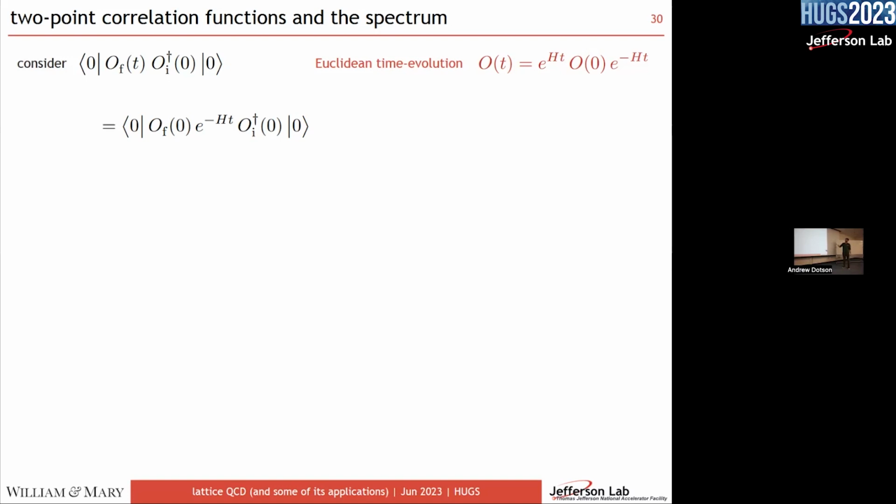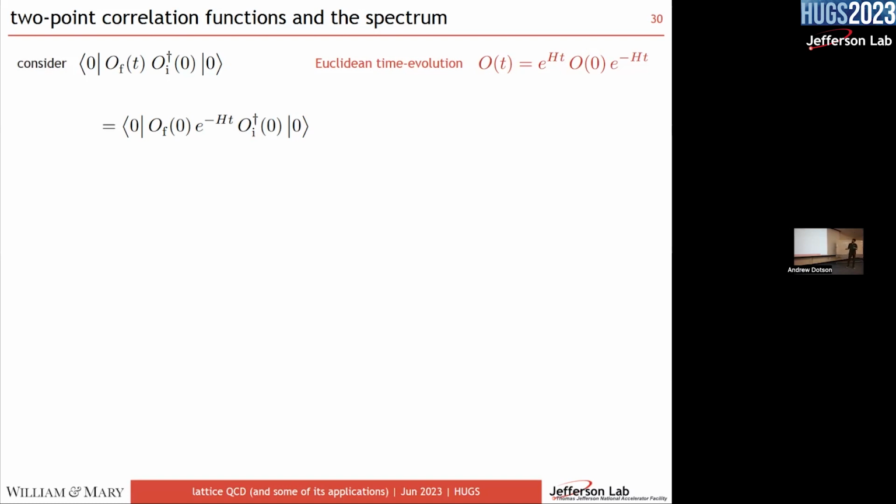But in general, this could be any color singlet combination of quark and gluon fields with whatever quantum numbers you're interested in. And I'm hiding the spatial dependence, I'm just showing the time dependence. So what do you get out of this correlation function? That's the thing you can compute.